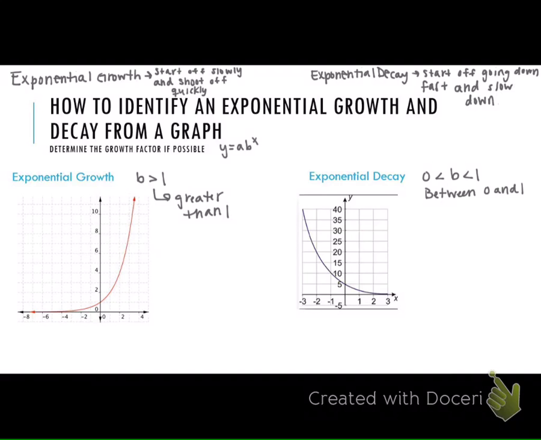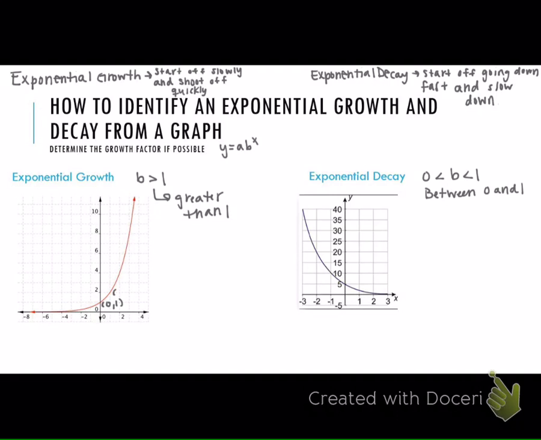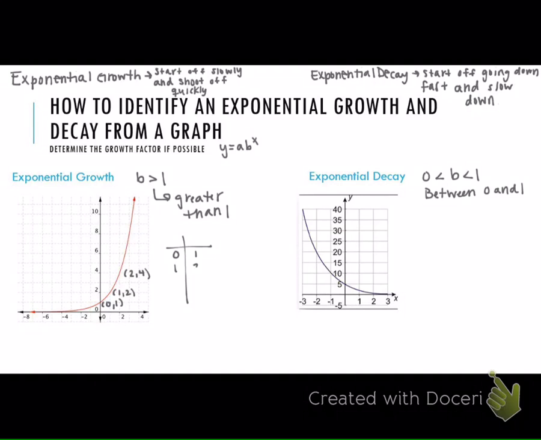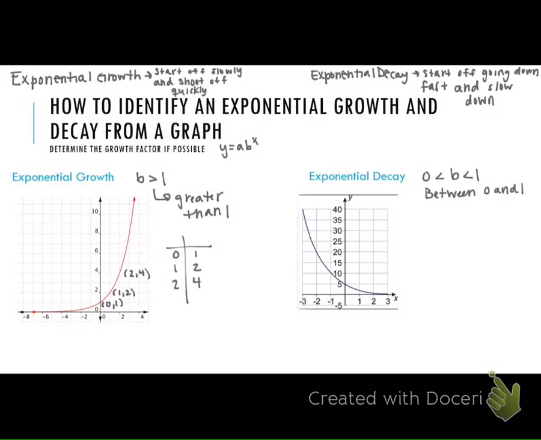So let's talk about determining the growth factor if possible. What you need to do that is determine some points on your graph. But they have to be one after the other. So I'm just writing down some points one after the other, and we'll make a table out of it. If you have 3 points, that should be enough. And make sure they're counting by ones, like you're stepping by one each time.